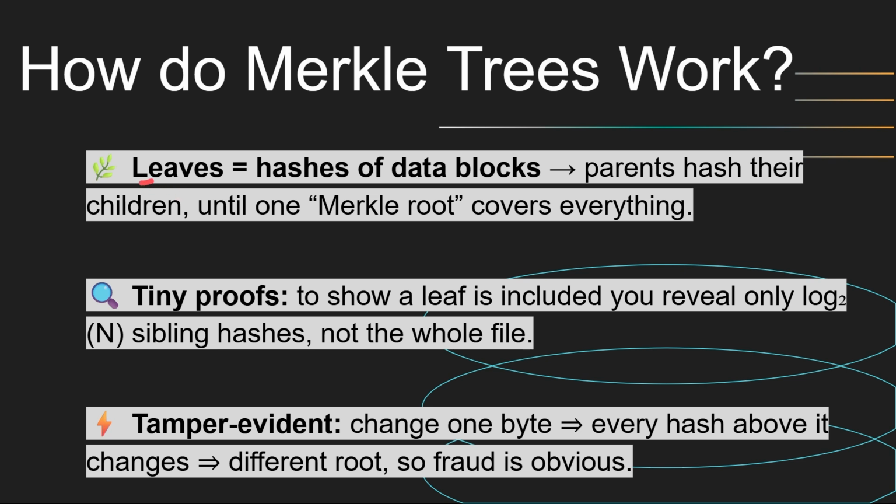The idea is that you have leaves that are hashes of data blocks, as we see. Parents hash their children until one Merkle root covers everything. Tiny proofs: to show a leaf is included, you reveal only log base 2 of n sibling hashes, not the whole file. Tamper evident: if you change 1 byte of data on a single NFT, every hash above it changes, so it will have a different root. So making fraud is obvious.